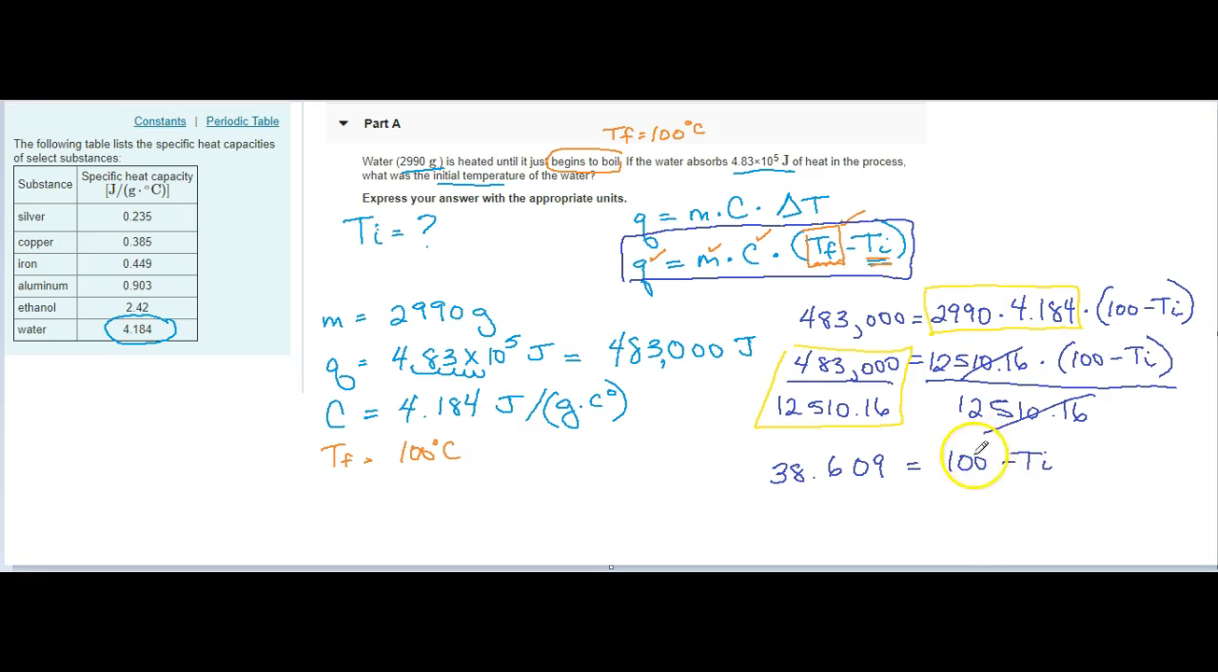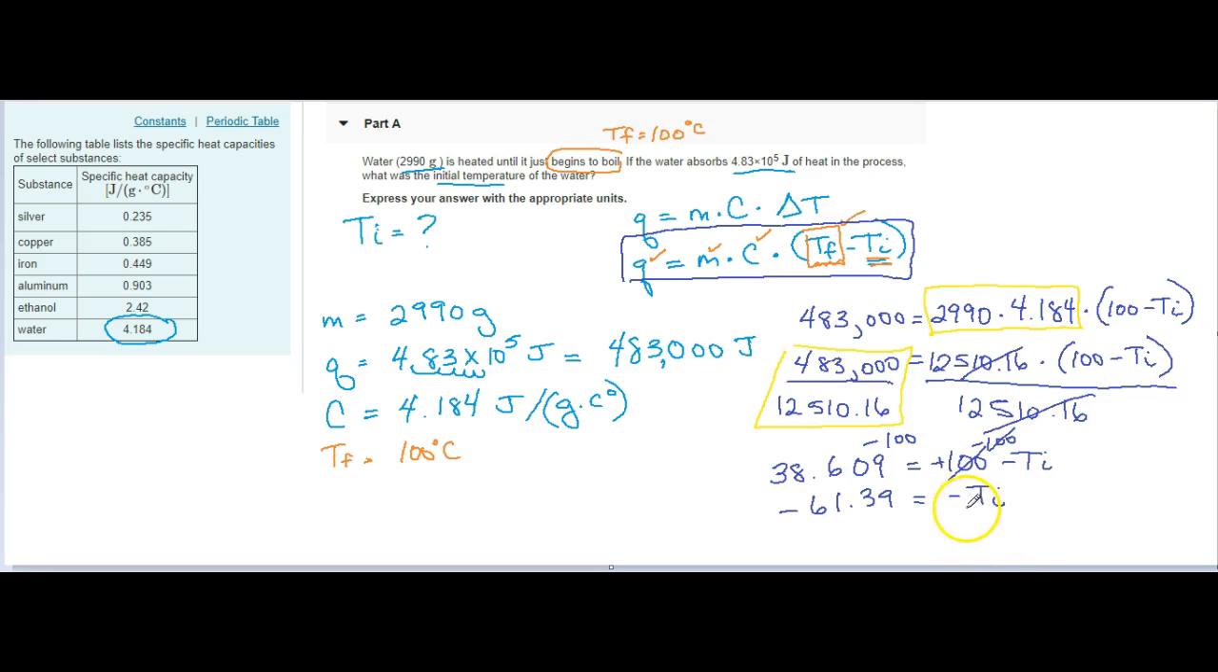Now to get the 100 over to the other side, this is a positive 100, so I'm going to subtract 100 here. That gets rid of it on this side. I'll also have to subtract 100 here as well. So 38.609 subtract 100 is equal to negative 61.39, which is equal to negative temperature initial.